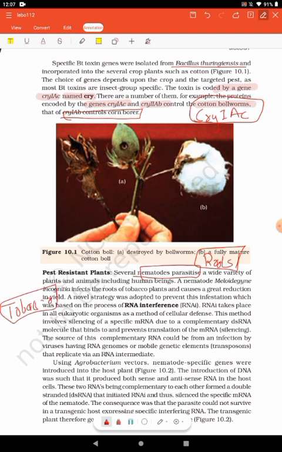Bacillus thuringiensis is used in cotton, and a nematode-resistant plant is produced in tobacco. There is a nematode named Meloidogyne incognita, which basically affects the roots of the tobacco plant and reduces the yield.